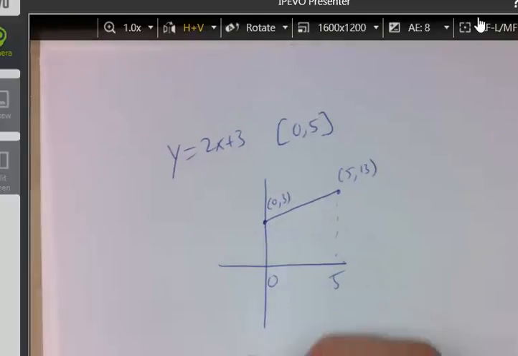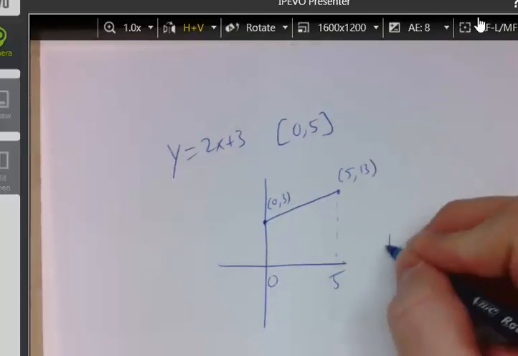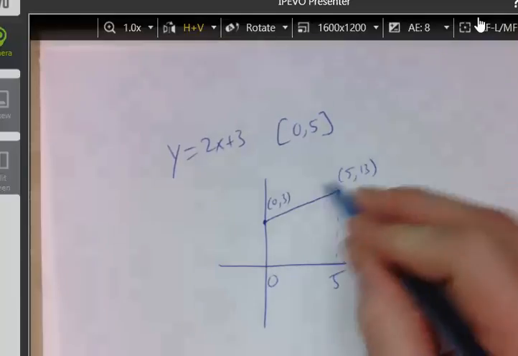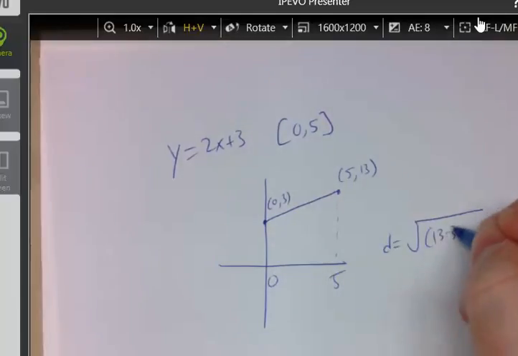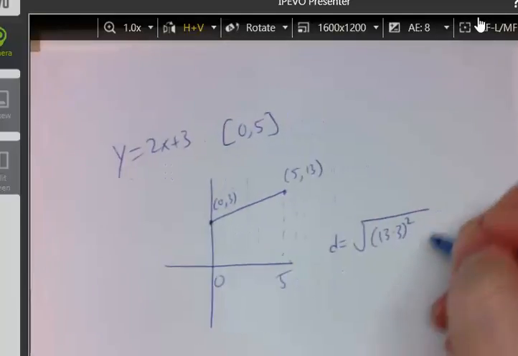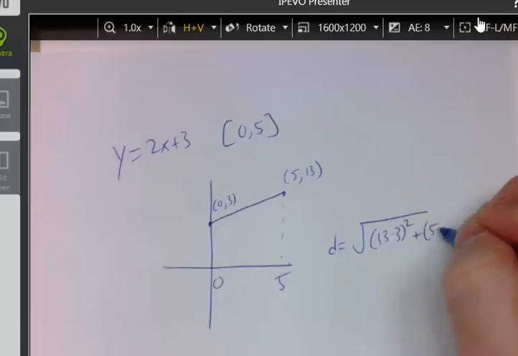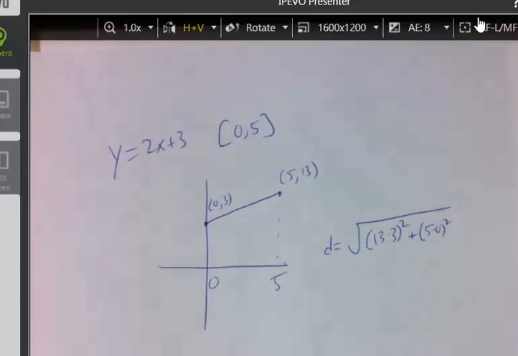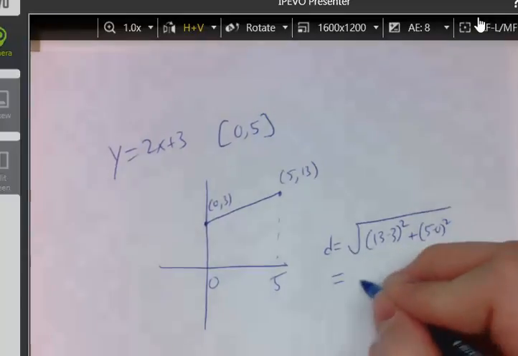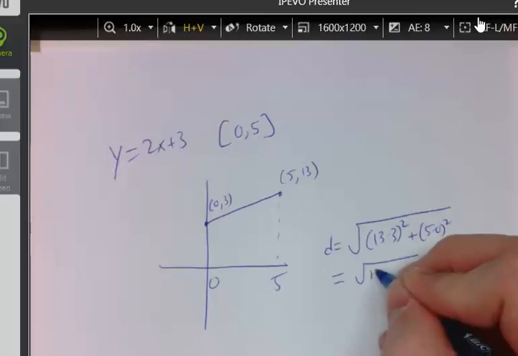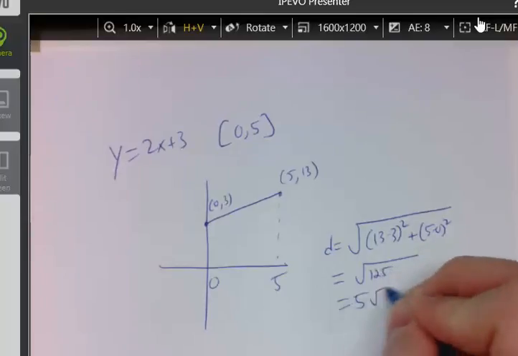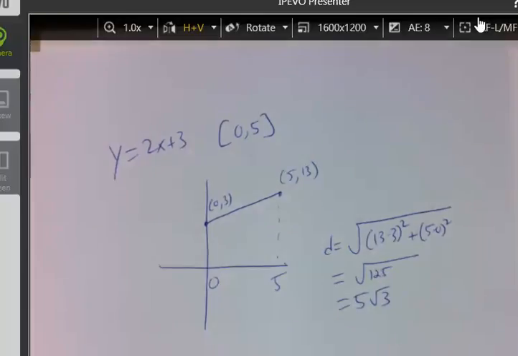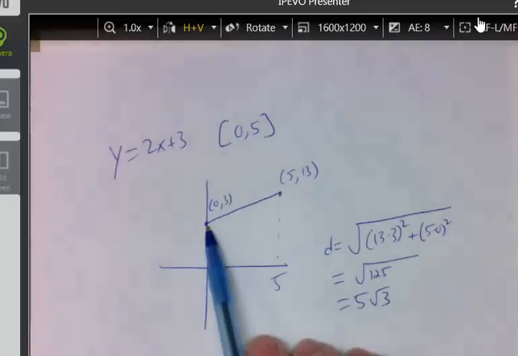So the distance then would be the square root of 13 minus 3 squared plus 5 minus 0 squared. So that's going to be the square root of 125, which is 5 radical 5. There's the length of the curve from 0 to 5. Now obviously that worked nicely because this was just linear.